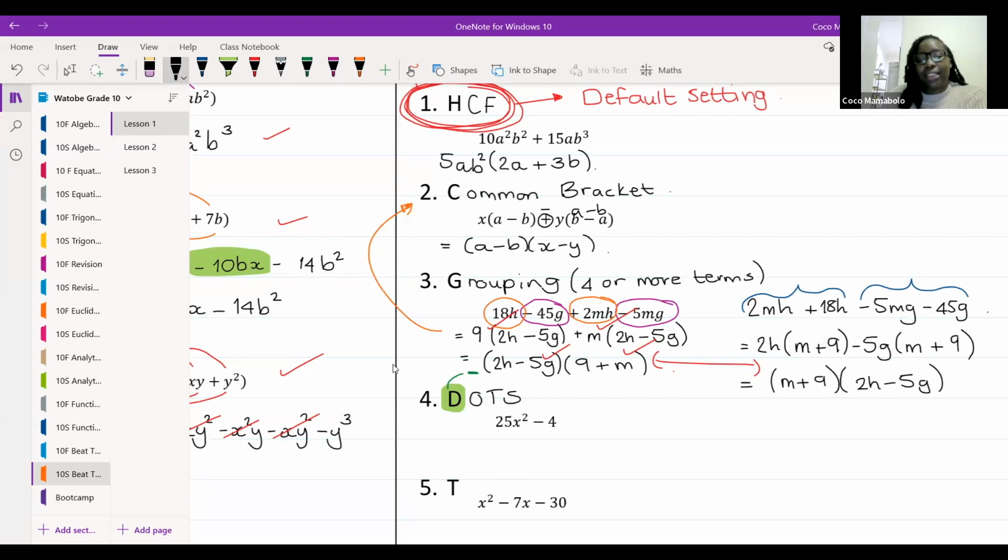Now, when I see something like this, guys, I'm going to open up two brackets and put a plus in the one and a minus in the other. Then I'm going to take the square root of this side and the square root of that side. The square root of 25x squared is 5x, so I'm going to put a 5x here and a 5x there. And the square root of 4 is going to be 2 and 2. Now I want you guys to try this one on your own: 4x squared minus 16. Go ahead and factorize that one for me.